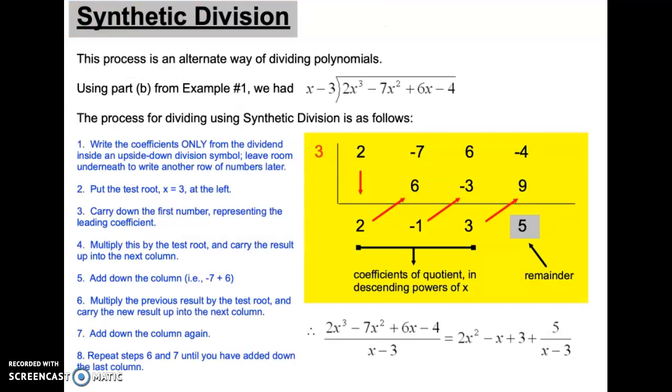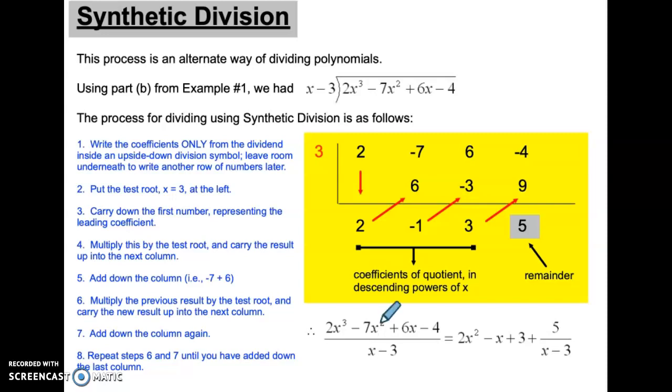The last thing we're going to do today is we're going to talk about synthetic division. So synthetic division is the second way of doing polynomial division. It is faster, and it is the way that I recommend using. Okay, it doesn't work for all cases.